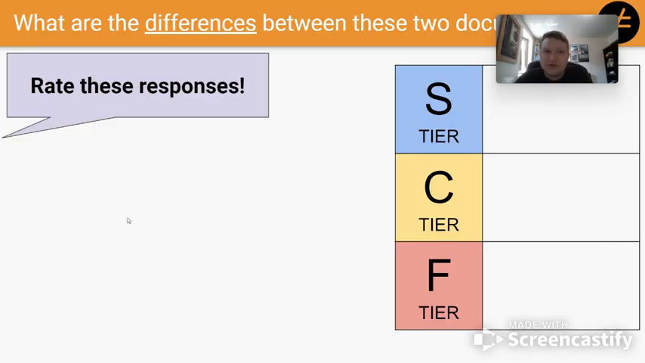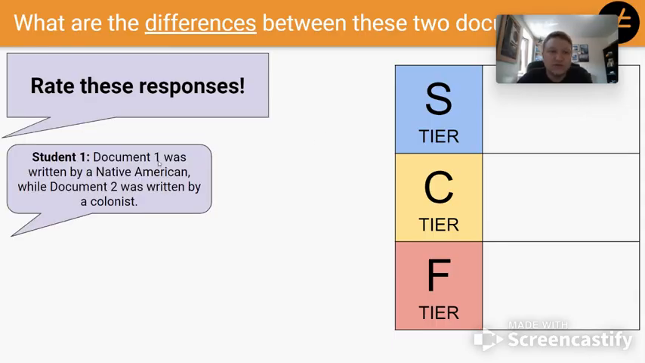So I'm going to show you three possible responses. I'm not even going to show you documents, right? We're just going to look at these responses, and from that information, we're going to try and guess how they would be sorted into our tier list. So student 1 says, "Document 1 was written by a Native American, while document 2 was written by a colonist."